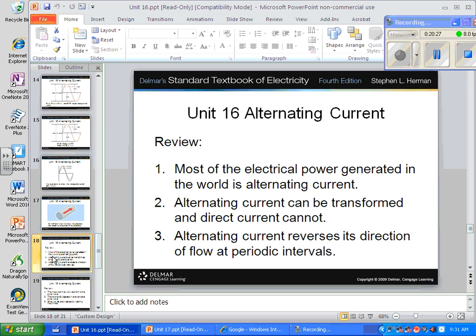Wait a minute, we can change current. How can we change current? We have 10,000 watts of power we want to transfer, or 10,000 volt amps we want to transfer from one place to another. We can kick the voltage way up and the current will go way down, right? Okay, that's how we transmit power from Arizona to here. What do you think the transmission voltage is from there to here? In the millions of volts.